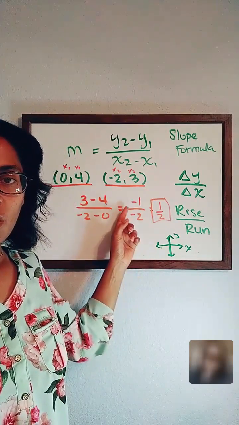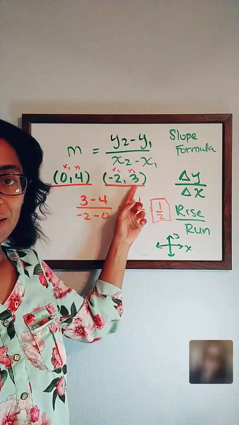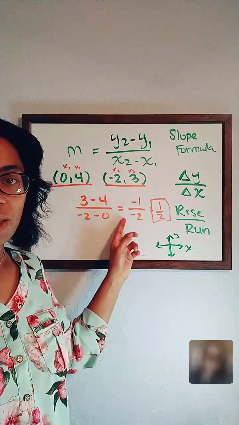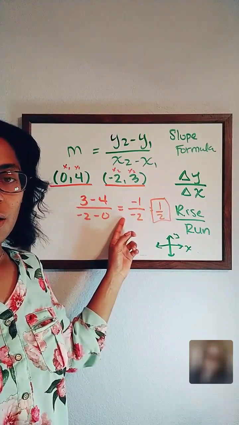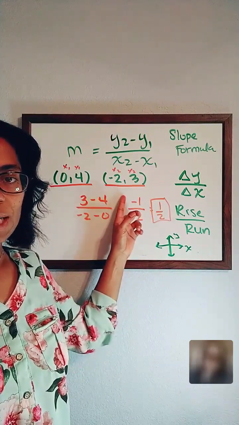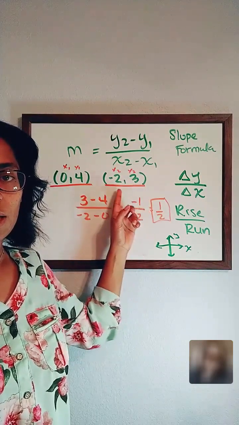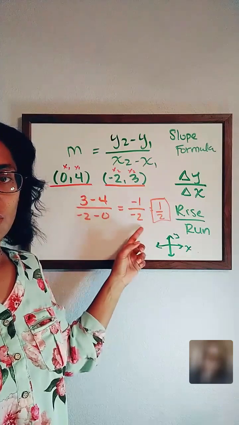So remember, your y's go at the top and your x's go at the bottom. If it was flipped, then it would be that way. But since my y is at the top, I did 3 minus 4, which is -1. And then I did -2 minus 0, which is just -2.